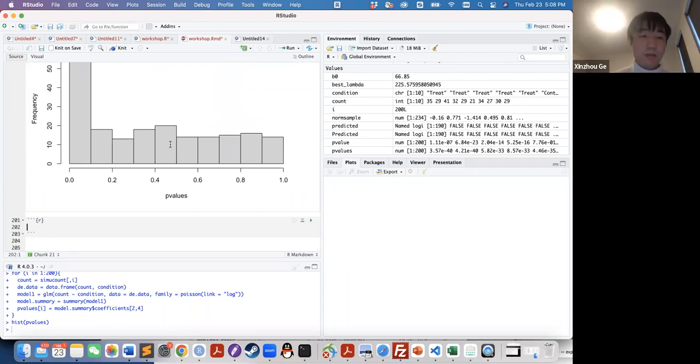Poisson distribution. So maybe you can first generate some random variables from Poisson distribution. So we use, okay, we make a equals to rpois.